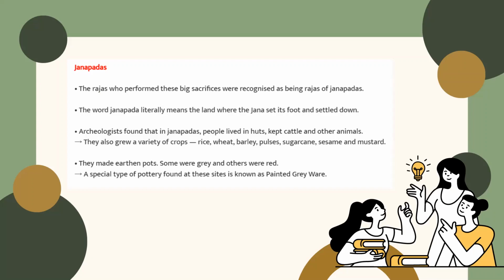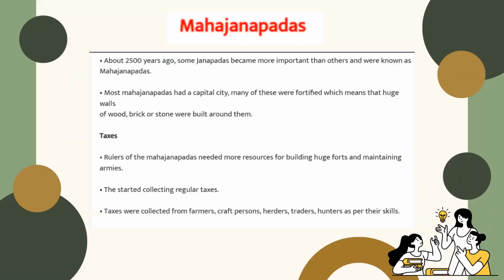Archaeologists have also found that in Janapadas, people lived in huts, they had their own cattle and other animals. They also grew a variety of crops. They used to make earthen pots so that they could store the grains they used to grow. A special type of pottery was also found at these sites, known as painted grey ware.